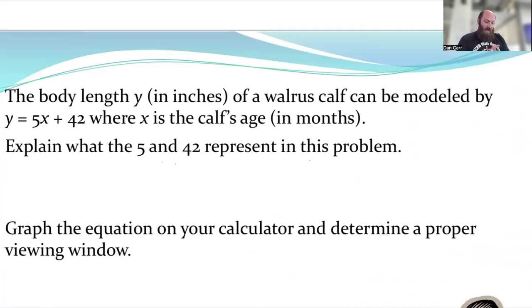The body length y in inches of a walrus calf can be modeled by y equals 5x plus 42, where x is the calf's age in months. Explain what the 5 and 42 represent in this problem.